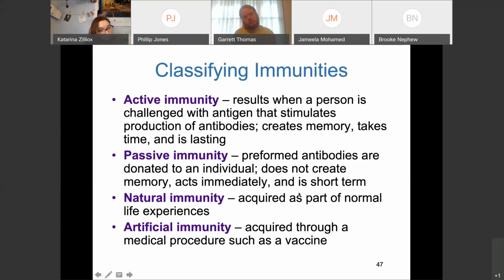All right, natural immunity is acquired as part of normal life experiences. Everyone in the class is relatively young. If your immune system is functioning, you're going to acquire these antigens from your antigen presenting cells, and your body should be taking these antigens and making antibodies to them. So now you have natural immunity to it.